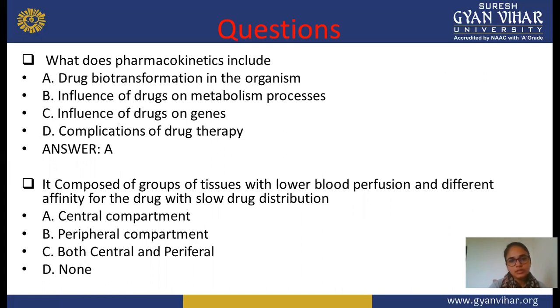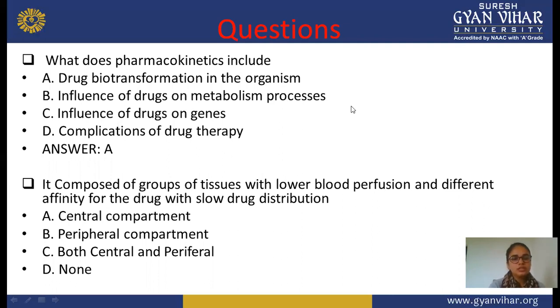In this, option A is drug biotransformation in the organism. B is the influence of a drug on metabolism process. C is the influence of a drug on the gene, and D is the combination of a drug therapy. So the correct answer is A, that we already discussed in this lecture. Pharmacokinetics include drug biotransformation in the organism.